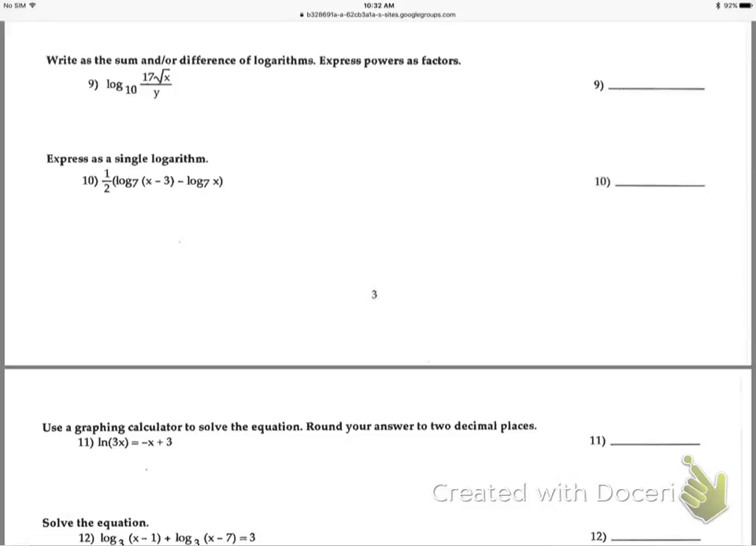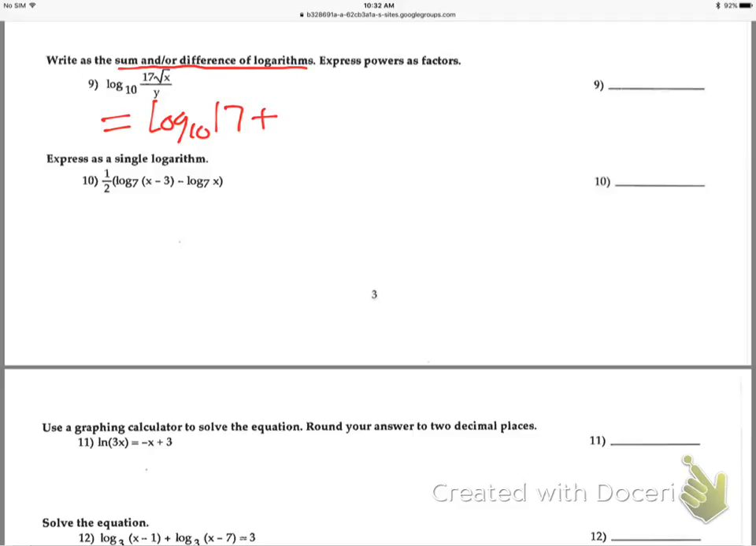Okay, so write as a sum or difference of logs. So they want me to take this one log and make it many logs, right? Logarithms, sum or difference. Basically, I'm just using the properties here, making one log into lots of logs using the properties. So how can I use the properties to make that one log into a lot of logs? I'm just going to crank it out.